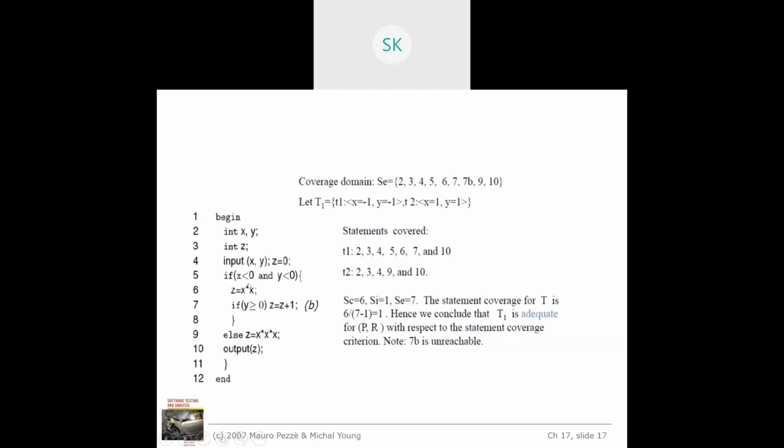If this fails, if x less than 0 and y less than 0 fails, at that point z should be computed as x cubed. Output the z value, and come out of that if block. That's what they are saying. Understanding it now? So this is the simple scenario. With respect to this, the coverage domain, that is the total number of statements you have, I'm just writing it over here: 2, 3, 4, 5, 6, 7, followed by 7B, which has been addressed, then 9 and 10. This is treated as the 7th statement, and 7B is treated as the next statement. All these statements need to be taken care of.